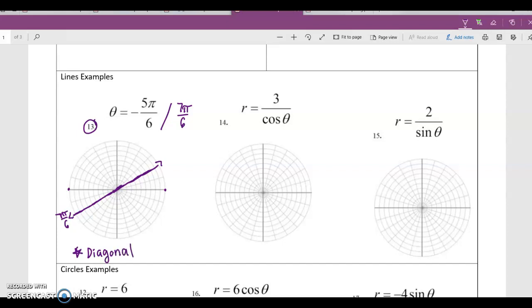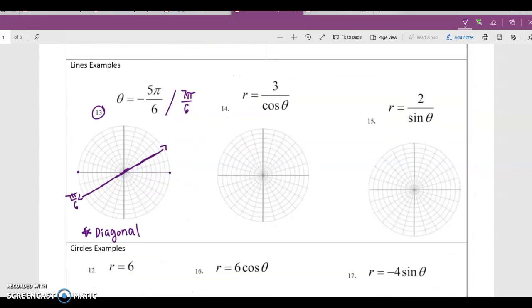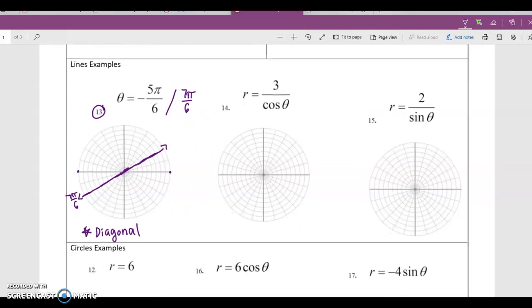I don't know if I spelled that right. I'm not going to lie, guys. So, diagonal line. Okay, I did. I just wanted to check.